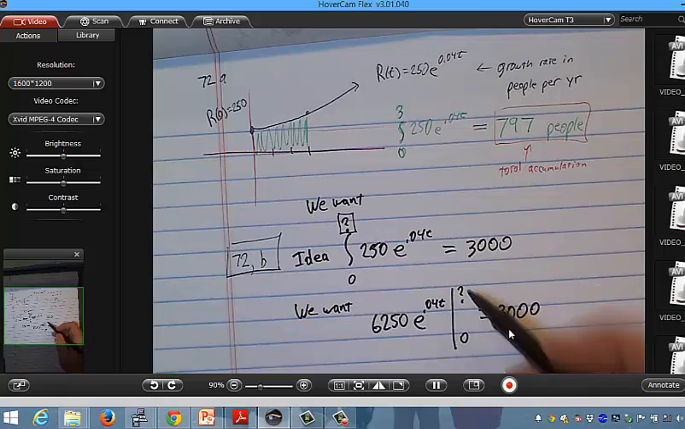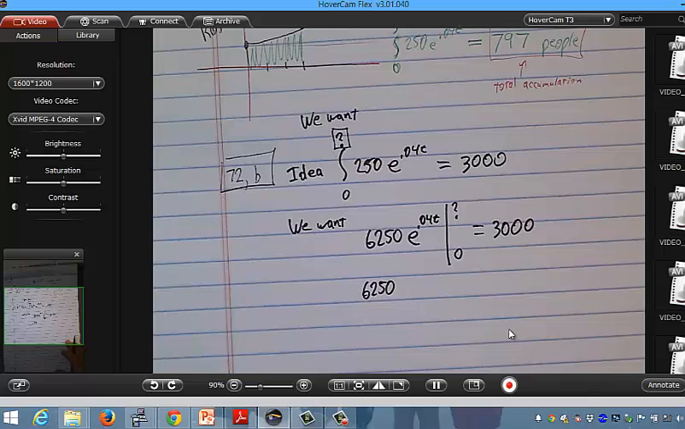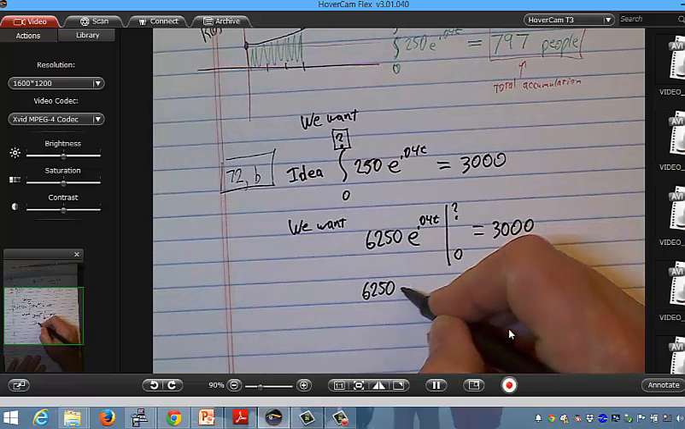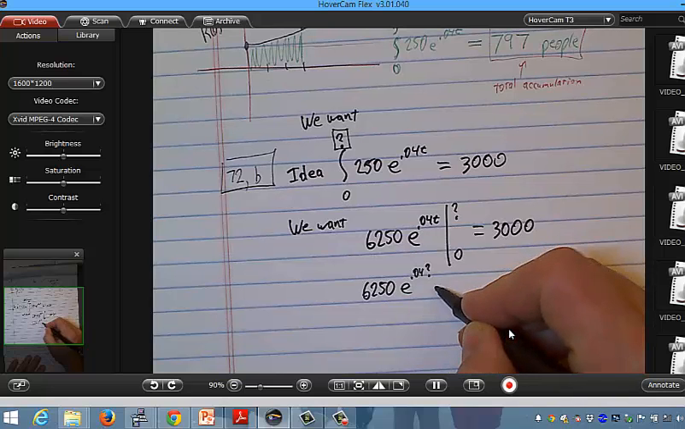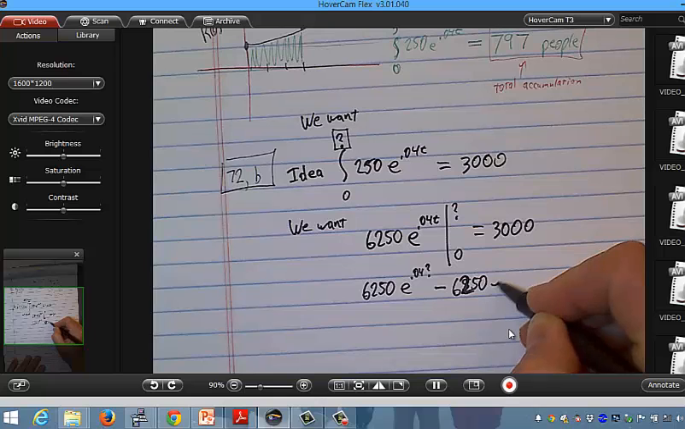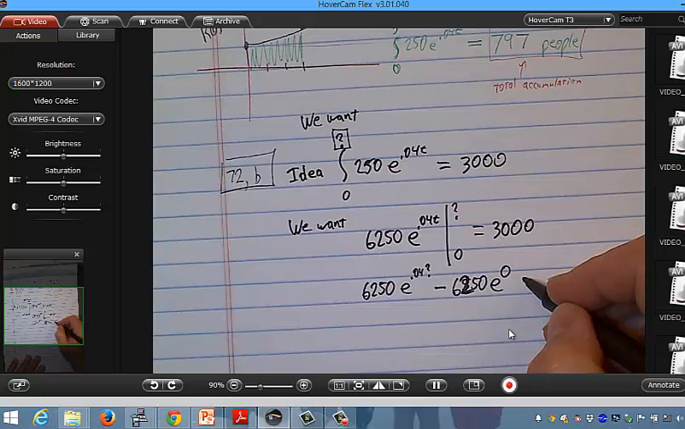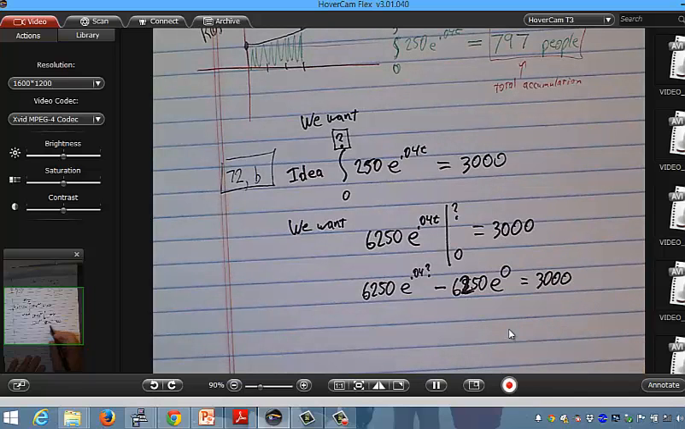Plug in 0 and plug in question mark, right? So what we get is 6250, let me slide this up so we could see, e to the 0.04 question mark minus 6250 e to the 0 equals 3,000. You guys, what's e to the 0?